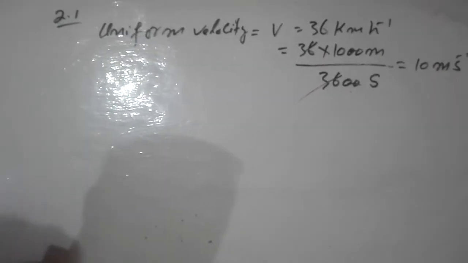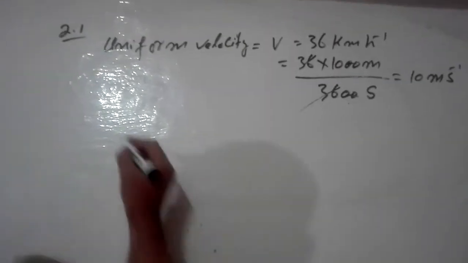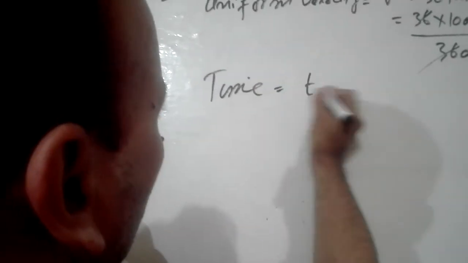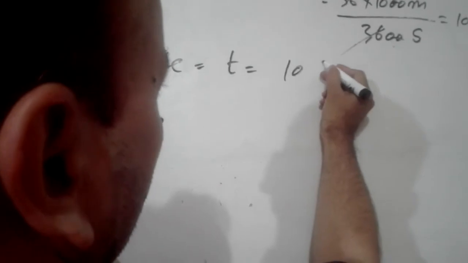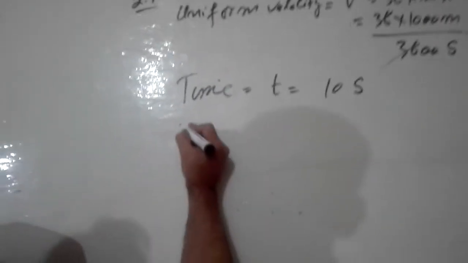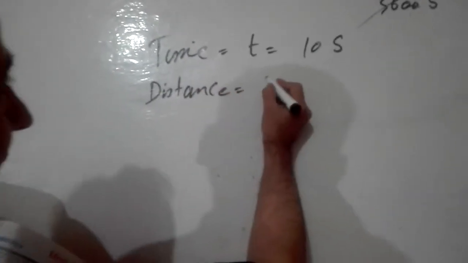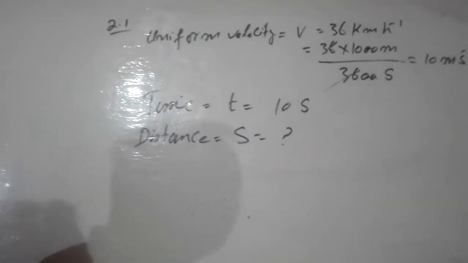Now what is next? Time. A train moves with a uniform velocity of 36 km per hour for 10 seconds. So what is time? Time, denoted by T, equals 10 seconds. So what do you have to find out? Distance, S. You have to find out S. So this is the data which you have to write down.